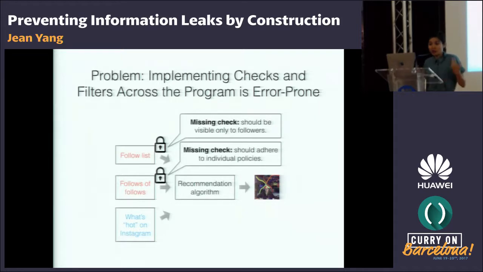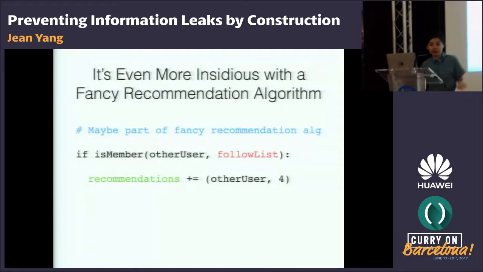And in some ways, we really don't blame the programmers, because it's very easy to accidentally leave off some check on some piece of information that you're feeding to a recommendation algorithm, to make sure that all of the information is being shown as it's supposed to. And we can imagine that it gets even more insidious with a fancy recommendation algorithm. You can imagine that in the future, or even now, you have all these programmers implementing heuristics for what should get recommended to someone, and one of the rules is whether the other user is a member of some follow list, then you add them to the recommendations list with some score. Here we have 4.